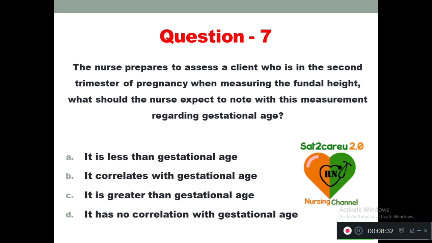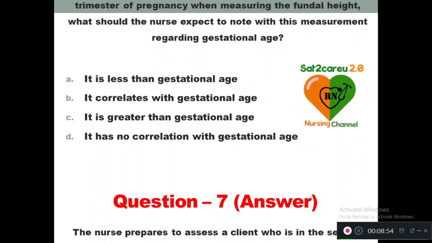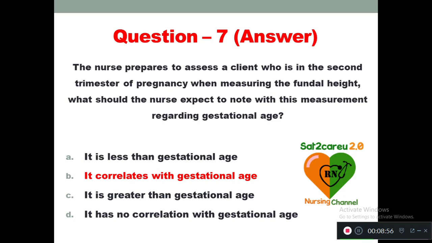B. It correlates with gestational age. C. It is greater than gestational age. And D. It has no correlation with gestational age. OBG related question. The client is in the second trimester of pregnancy. While measuring the fundal height, what should the nurse expect related to the gestational age? The nurse should expect that the fundal height correlates with gestational age.